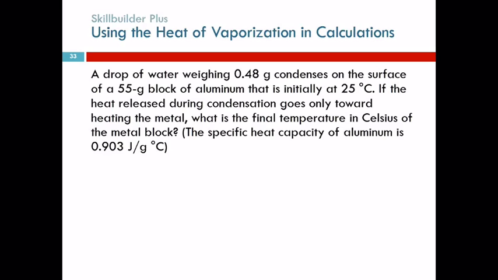So let's do this one. This is a fun one. A drop of water weighing 0.48 grams condenses on the surface of a 55-gram block of aluminum that is initially at 25 degrees Celsius. If the heat released during condensation goes only toward heating the metal, what is the final temperature in Celsius of the metal block? The specific heat capacity of aluminum is 0.903 joules per gram degree Celsius.